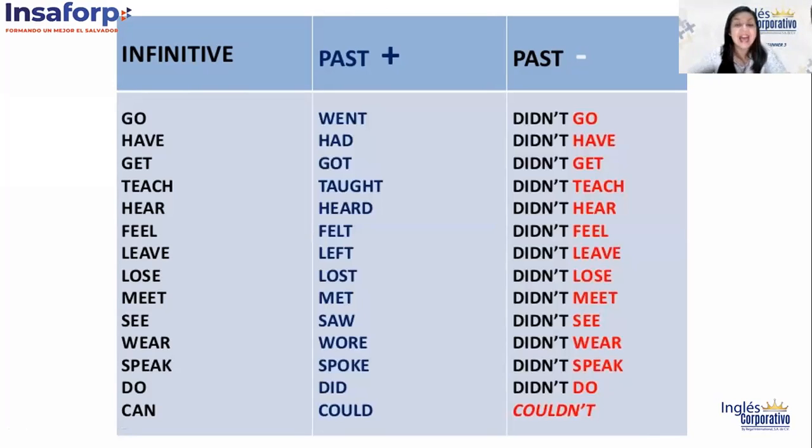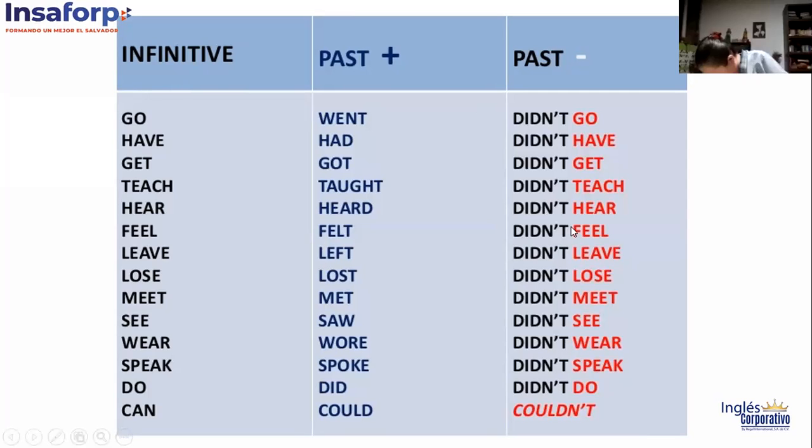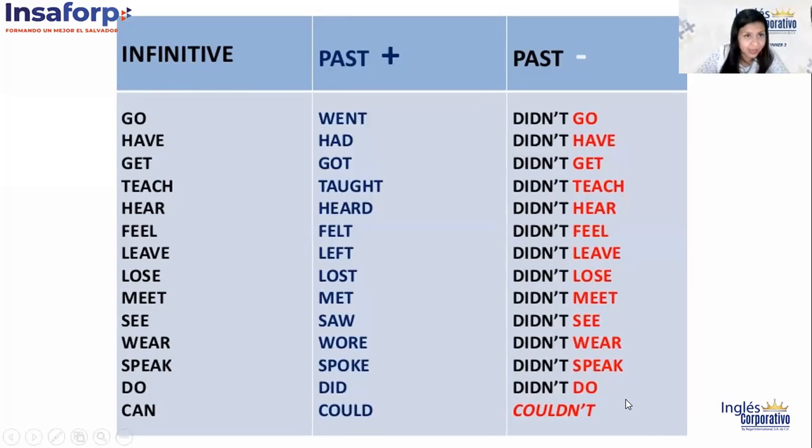Exactly. So remember, when we have the auxiliary, the verb is in the base form. The verb doesn't change. So the infinitive is go, the past is went, and in the negative didn't go. Have, had, didn't have. Get, got, didn't get. Yeah, you can repeat, but for yourself, okay?